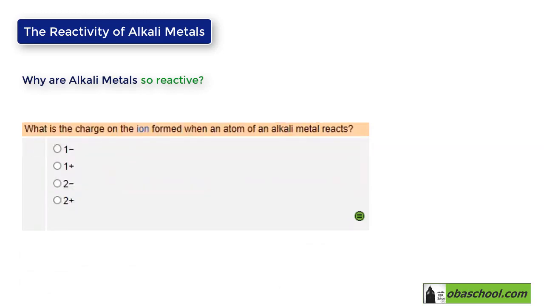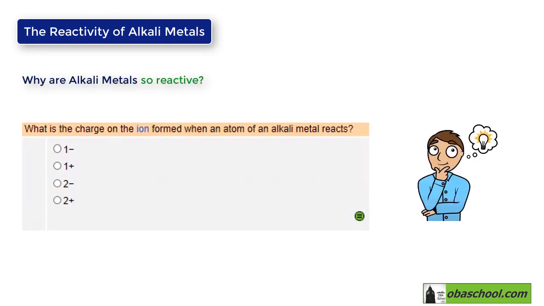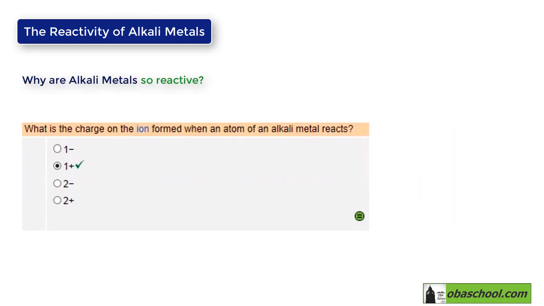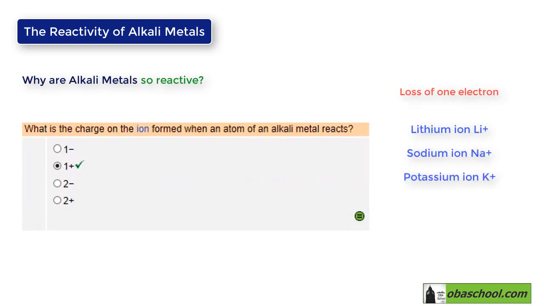So what's the charge on the ion formed when an atom of an alkali metal reacts? Is it 1 minus, 1 plus, 2 minus, or 2 plus? Excellent, that's 1 plus. So we have Li+, which is the lithium ion, Na+, which is the sodium ion, K+, which is the potassium ion, and so on. This is because they lose 1 electron only. Losing 1 electron means loss of negative charge.